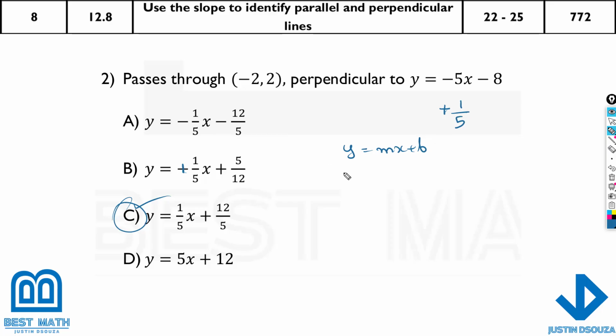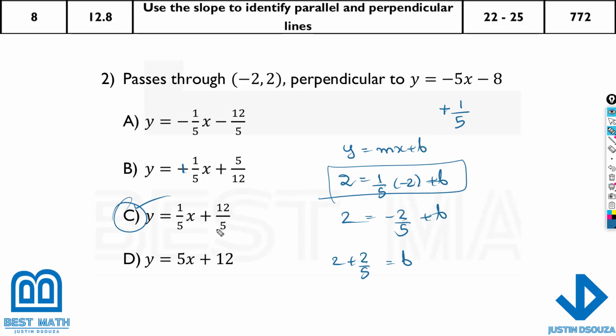And what are the y and x values? It's 2 is equal to m is 1/5, x is minus 2 plus b. And then solve it. Here it will be minus 2 by 5, 2 plus b, and we'll take it to the other side. It will be 2 plus 2/5 equals b. So how do you solve it? Just use the calculator. Here you can use the calculator and get the b value. But if you're doing it in your mind, then we have to multiply 5 and 5 here. So it's going to be 10 plus 2, it's 12 by 5. That is equal to b here. Now let me show you in the calculator how you can do it directly.